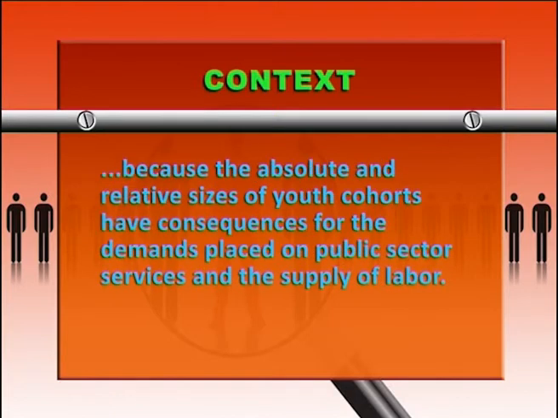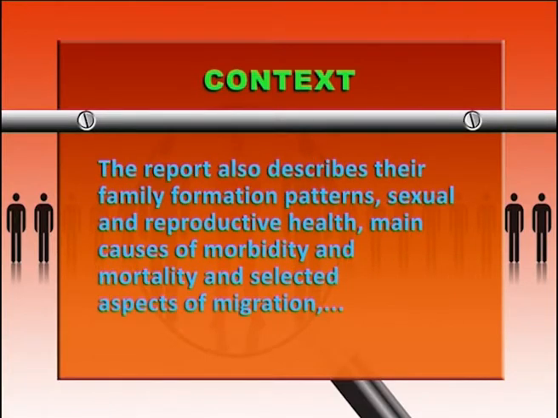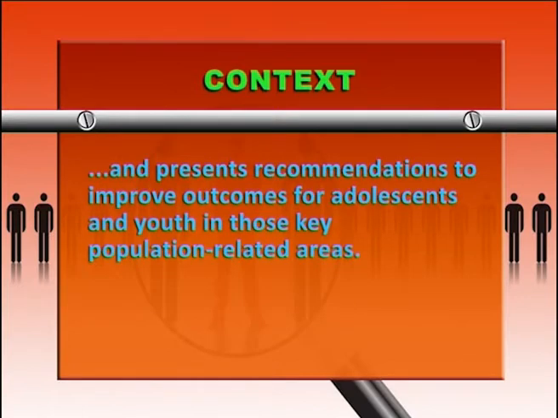age population, because the absolute and the relative sizes of youth cohorts have consequences for the demands placed on public sector services and the supply of labor. The report also describes their family formation patterns, sexual and reproductive health, main causes of morbidity and mortality, and selected aspects of migration, and presents recommendations to improve outcomes for adolescents and youth in those key population-related areas.